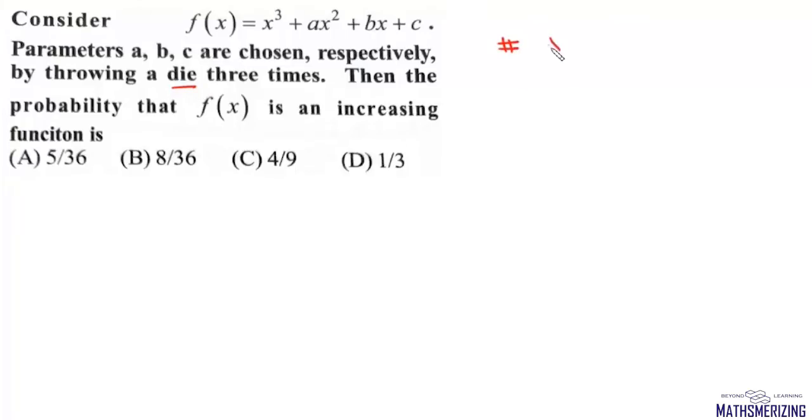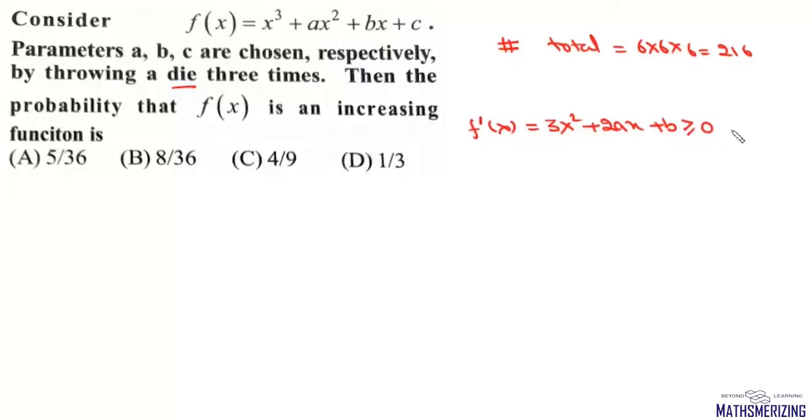Now for each of a, b and c we have 6 options. So total will be 6 into 6 into 6, that is 216 times. Now this function has to be an increasing function. Now it will be increasing if f dash x, which is 3x square plus 2ax plus b, is greater than or equal to 0.